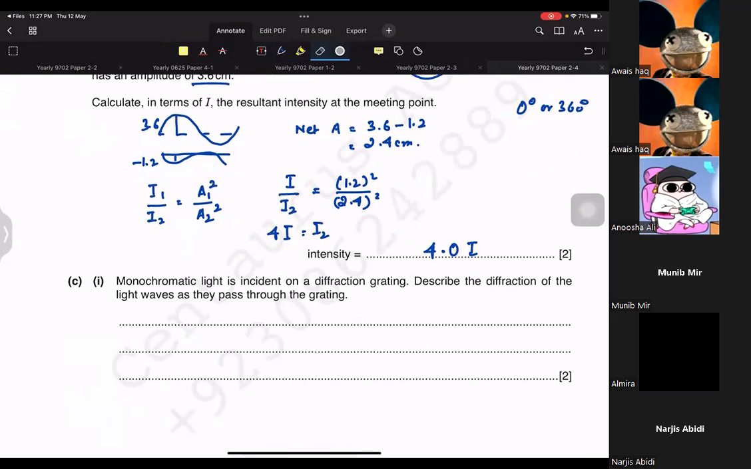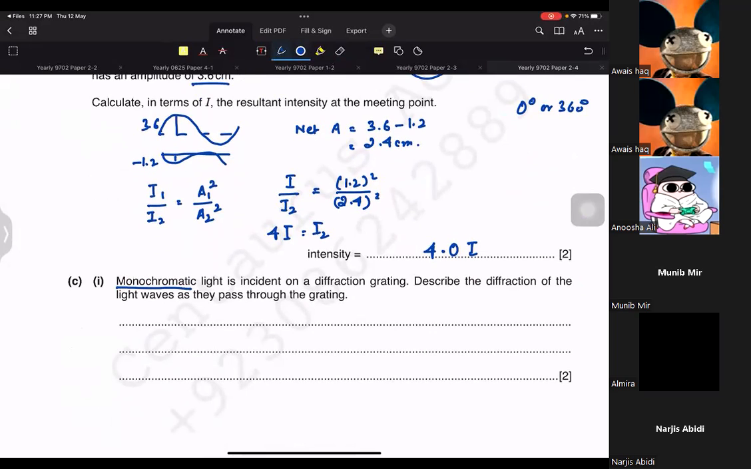Monochromatic means light of single frequency, okay? If you don't know. And on diffraction grating, describe the diffraction of light waves as they pass through the grating. Okay, so they're just talking about diffraction.